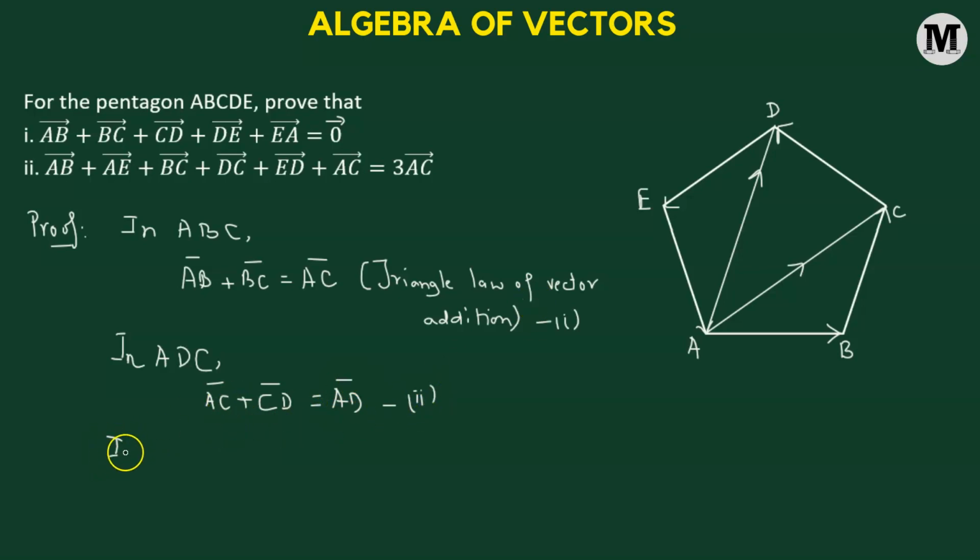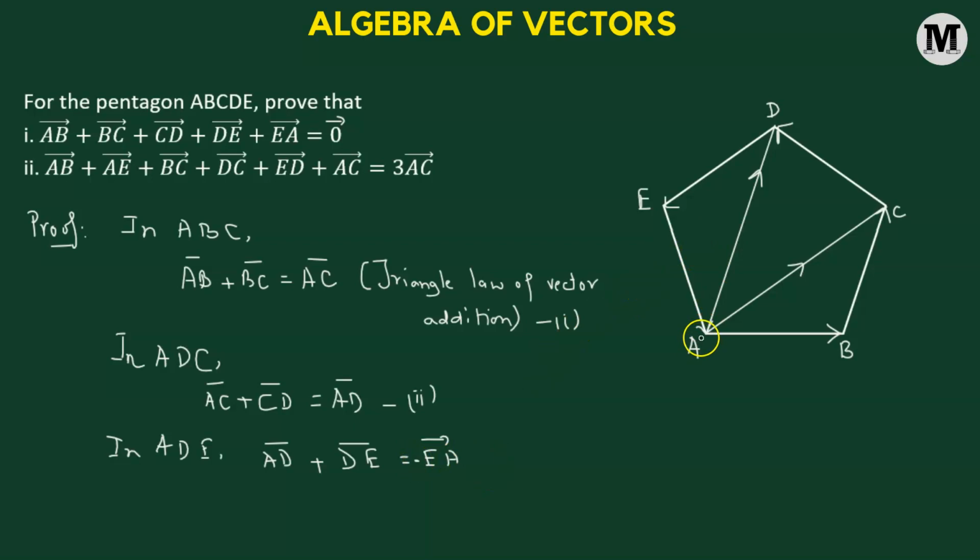And finally, we're going to consider the triangle ADE. So here we have AD vector added to DE vector, and this will be equal to EA vector. But here we have to be a little bit careful. This is actually not EA, but it's going to be negative EA.